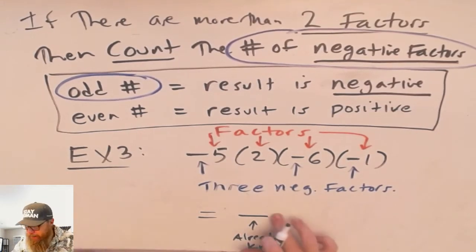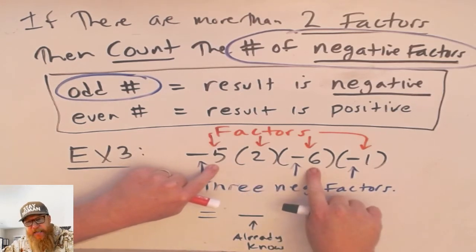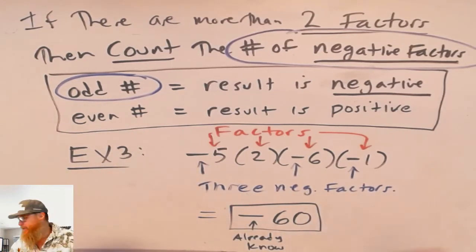All right, you already know. So now just multiply. 5 times 2 is 10. 10 times 6 is 60. 60 times 1 is still 60. So the answer is, or the result is, negative 60.